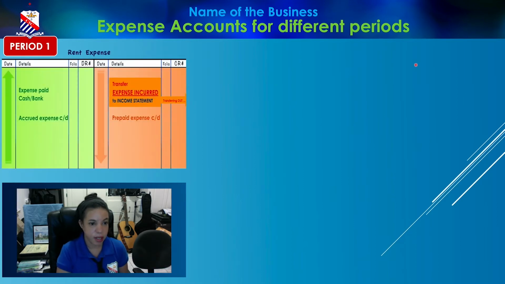And here we have our first period of trading. And you remember we saw that we had on the debit side, anytime the expense is paid, and any accrued expense at the end of the period, which is called carried down or our closing figures. And on the credit side, we would have the prepaid expense carried down, which does not belong in that period, and your expense incurred, which is transferred to the income statement at the end of the period. So these four items is what you saw for the first period, which was the first period of trading.